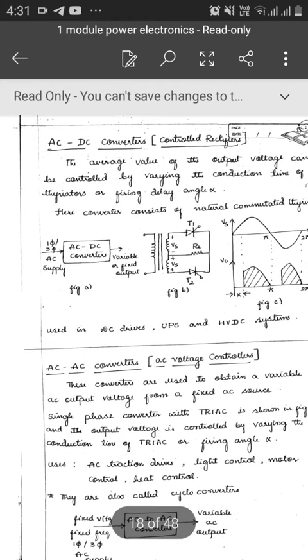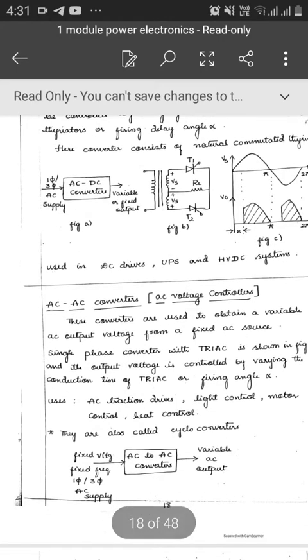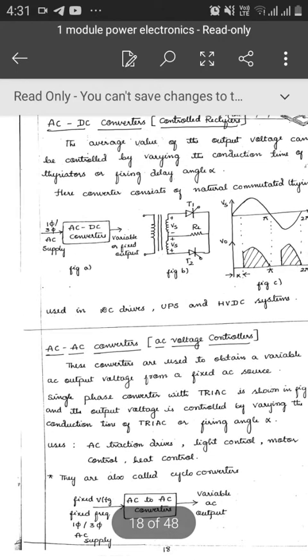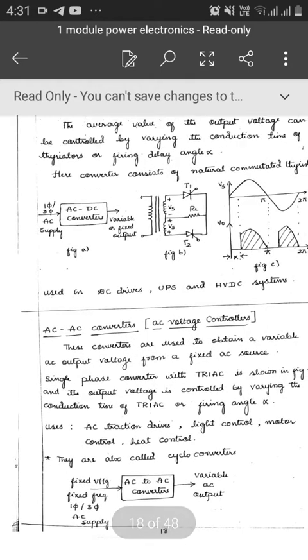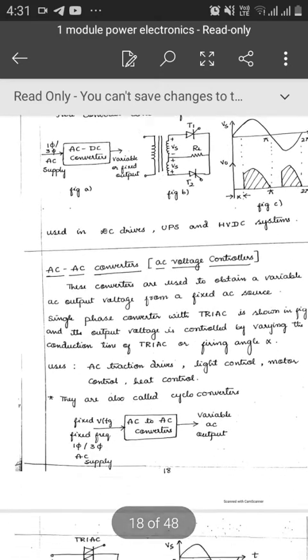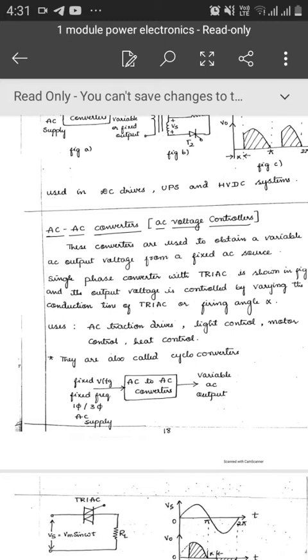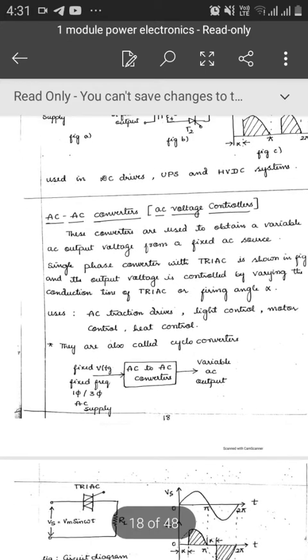Next, AC to AC converters, or AC regulators. An AC regulator is an AC to AC converter, but its output frequency is not variable. It is the same as that of the input. The input to an AC regulator is a constant voltage, constant frequency AC, single phase or three phase, and its output is a variable AC voltage. The AC output voltage can be adjusted to any desired value and maintained constant. That's why it is named an AC regulator.